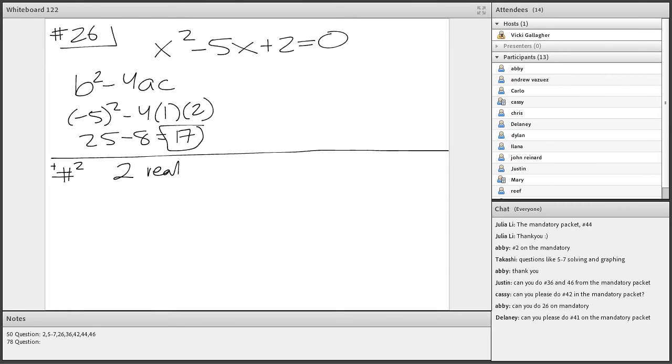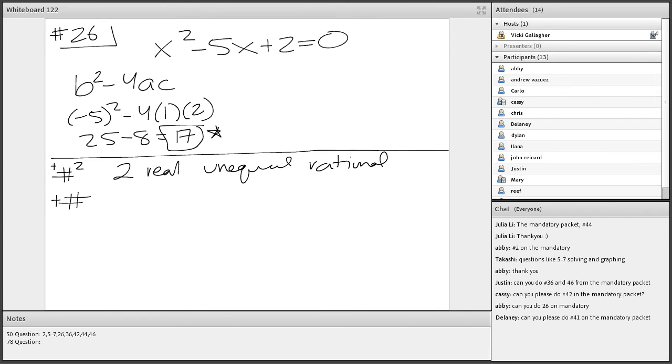real, unequal, rational roots. So 2 answers, they're going to be real numbers, they're not going to be the same number, and they're nice pretty numbers. You get whole numbers or decent fractions. And then the next phrase was any other positive number in the world that you don't know the square root of. For instance, 17 is a positive number that I don't know the square root of.